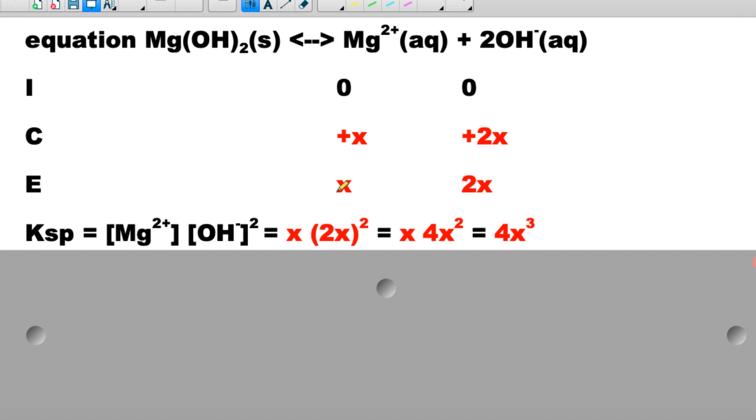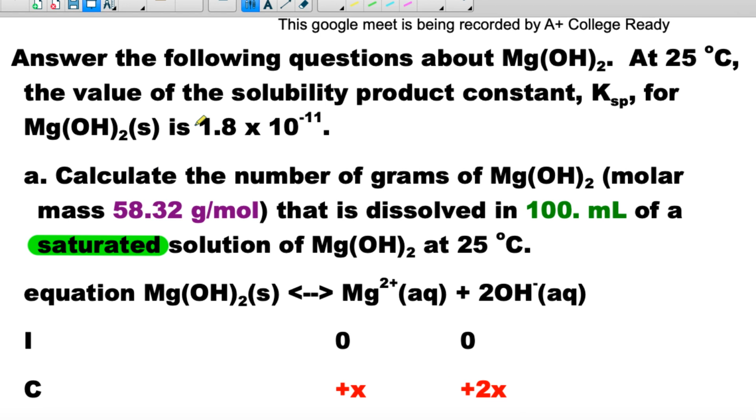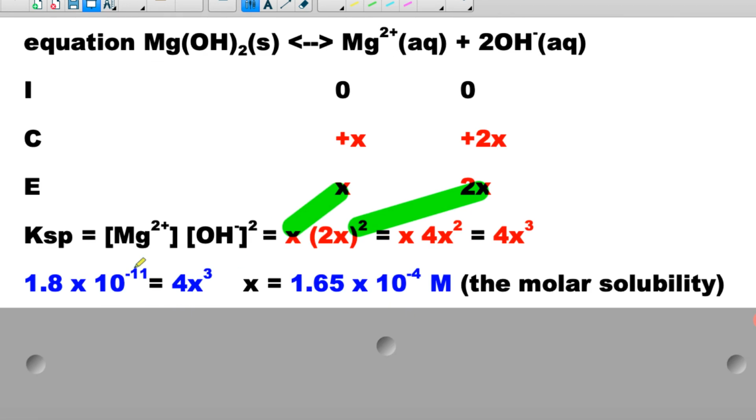I plug in the x from the ice table. I plug in the 2x from the ice table, and it becomes 4x squared, and I get that the Ksp is equal to 4x cubed. I plug in the value given to us in the problem. So the 1.8 times 10 to the negative 11th gets transferred down here, is equal to 4x cubed, and I find x. X is the molar solubility.